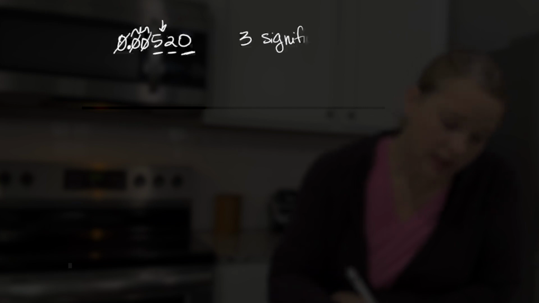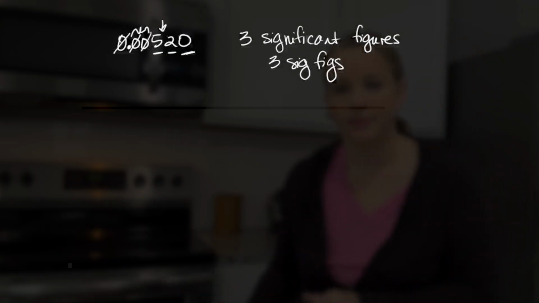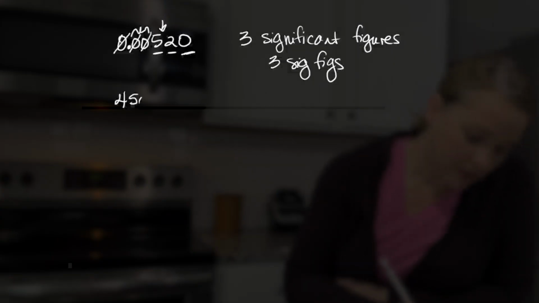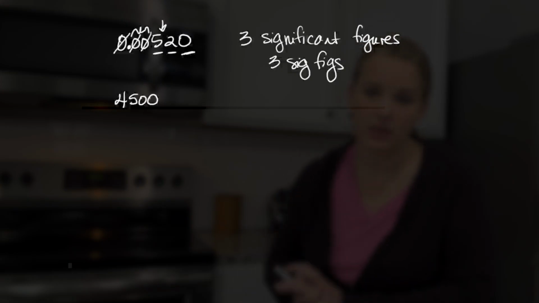So this problem has 3 significant figures, or we can say 3 sig figs for short. Okay, what about this number? Look through your rules and think about what you need to look at to see how many significant figures there are. 2. Very nice, that's right.